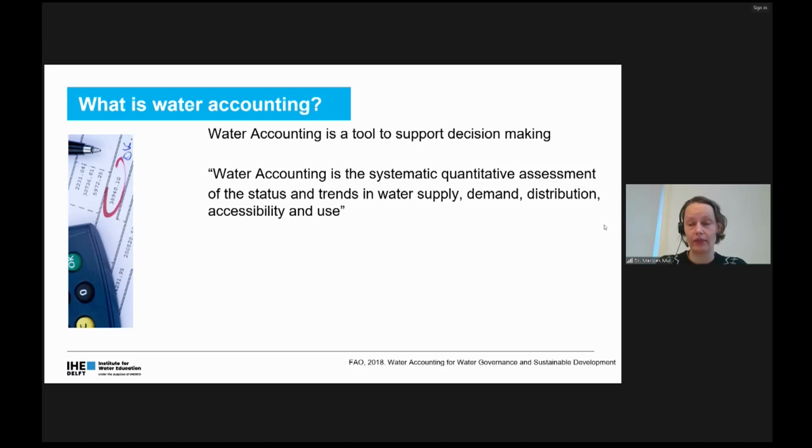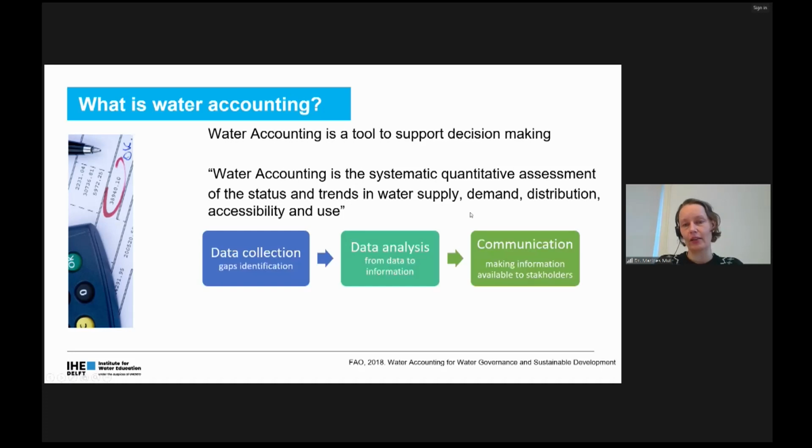There are various frameworks for water accounting, but it's always about systematic and quantitative assessment of the status and the trends in the amount of water that is available, supplied, demanded, distributed, and used. And it consists of three components: collecting the data, providing the analysis of the data, so translating data to information, and then also communicating this information to stakeholders in a way that is understandable for them and related to the decision that they're making.